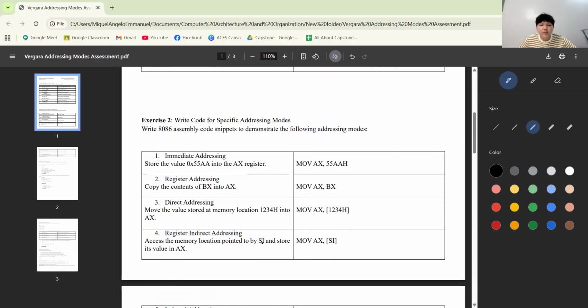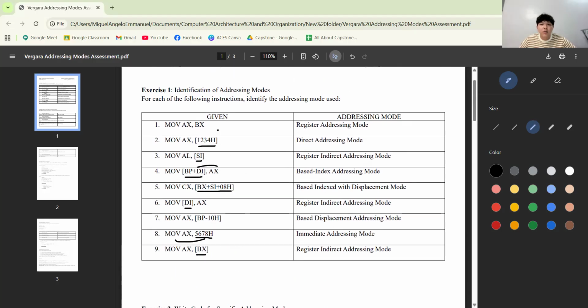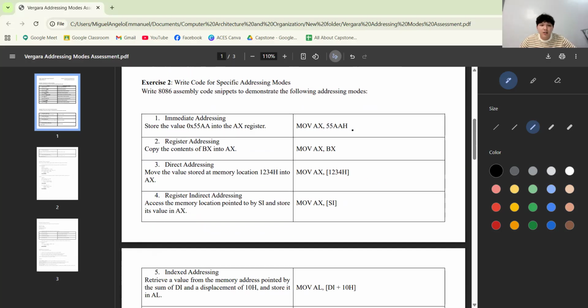Moving forward, let's talk about exercise number 2. Write code for specific addressing mode. So from earlier, we talked about the given and distinguished the addressing mode used. This time, the addressing mode is given, and we will convert it to assembly code snippets.